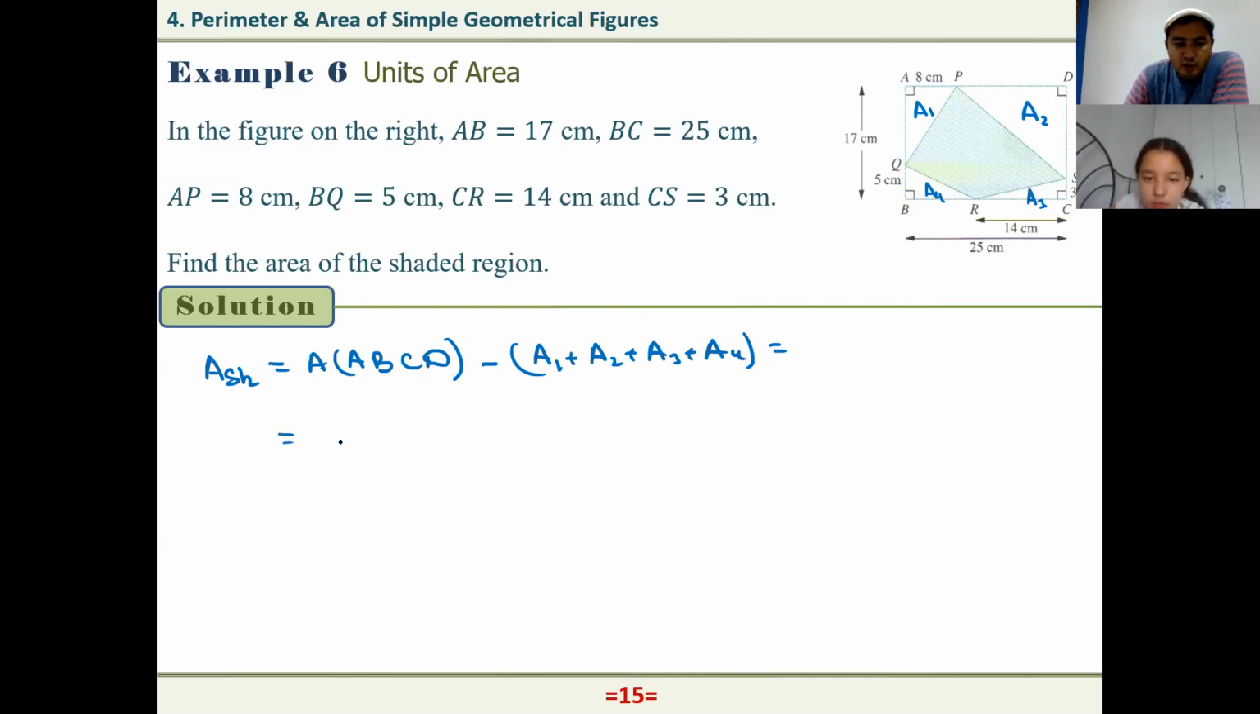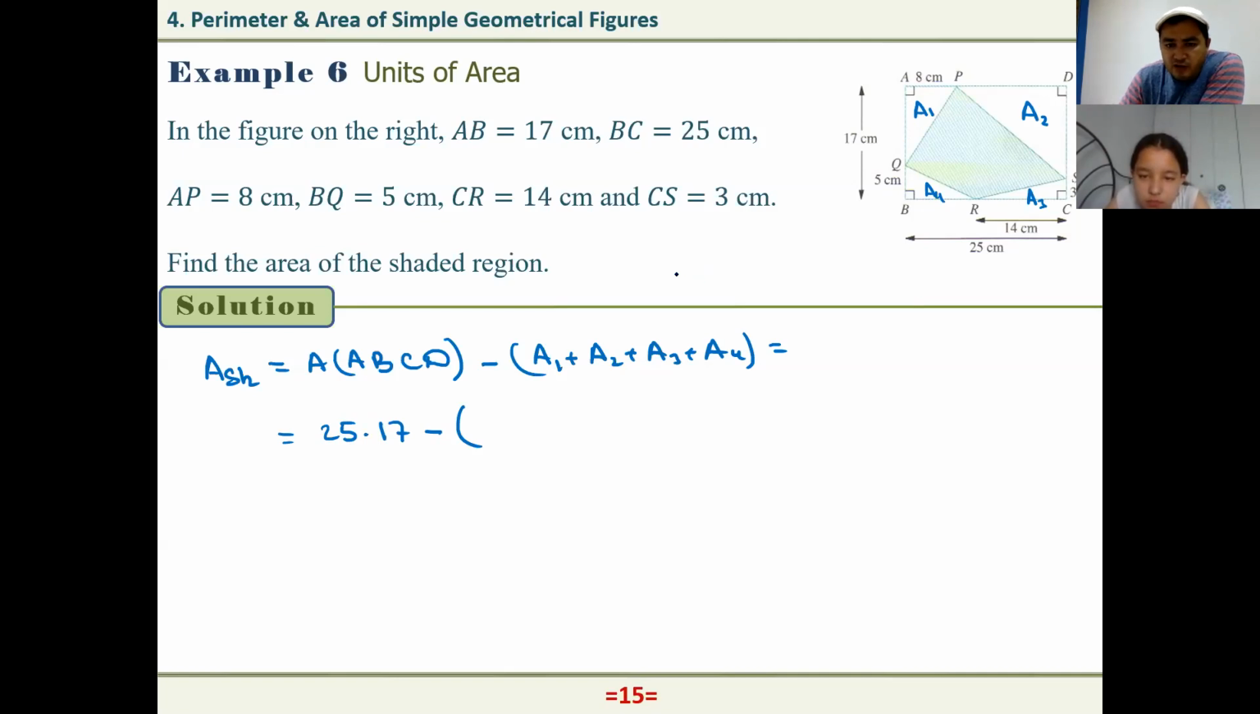So we should just do this. Do we know the area of ABCD? It's just a rectangle, so I need to multiply length by width. As you see here, length is given, 25 centimeters. And how about width? Also given, it is 17 centimeters. So the area of the big rectangle is 25 times 17 minus, and how about capital A sub 1? It is a triangle, right? As you see here, Shahina, this one is a triangle, this one is a triangle, this one is a triangle, this one is a triangle.